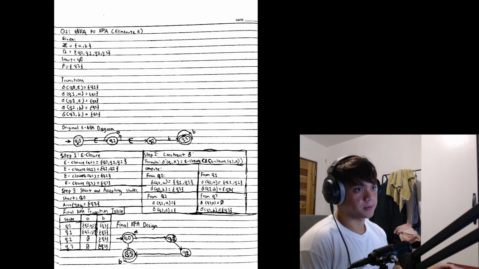For example, the string AB in the epsilon NFA, Q0 goes via epsilon to Q1, reads A, and stays in Q1, goes via epsilon to Q2, reads B, and goes to Q3. Accepted. In the new NFA, Q0 reads A and goes to Q1, Q2, then reads B and goes to Q3. Accepted. Both automata accept the language, any number of A's followed by at least one B. The epsilon closure algorithm is proven to preserve language equivalence.